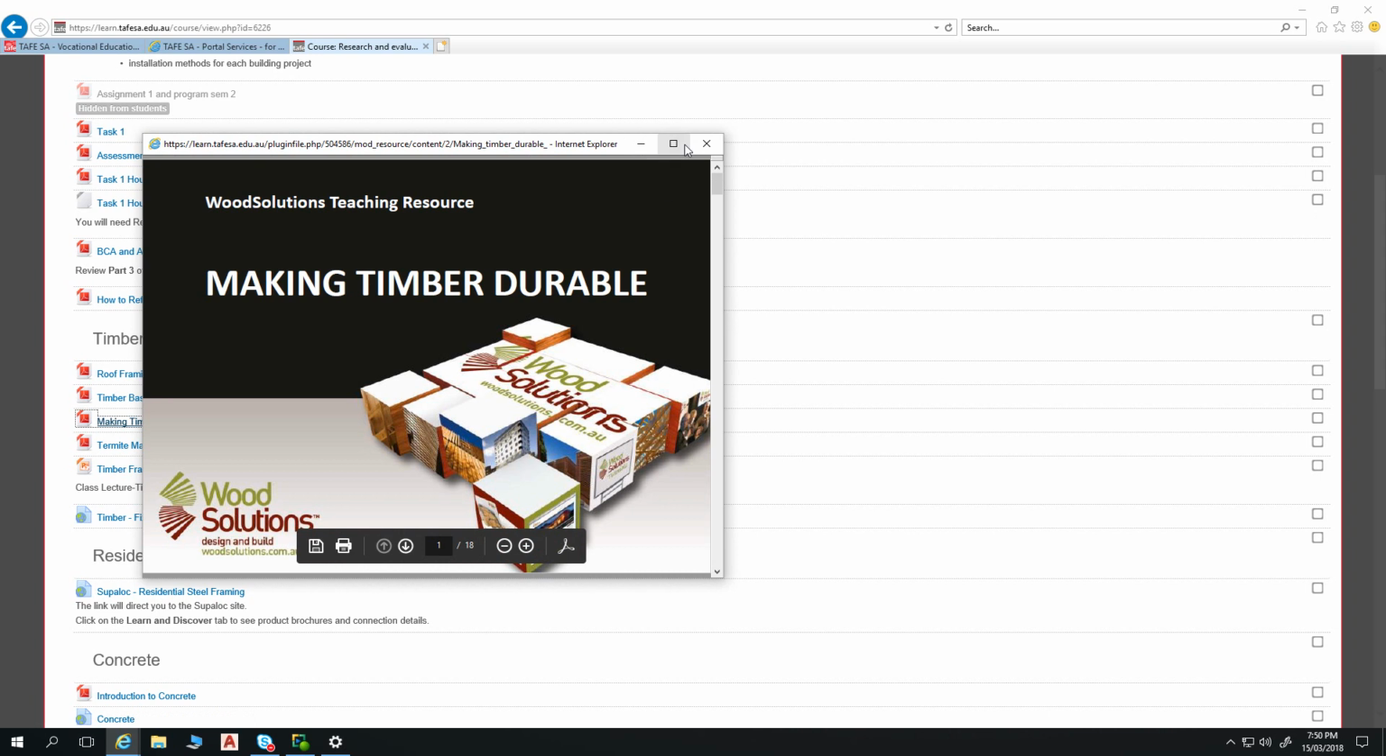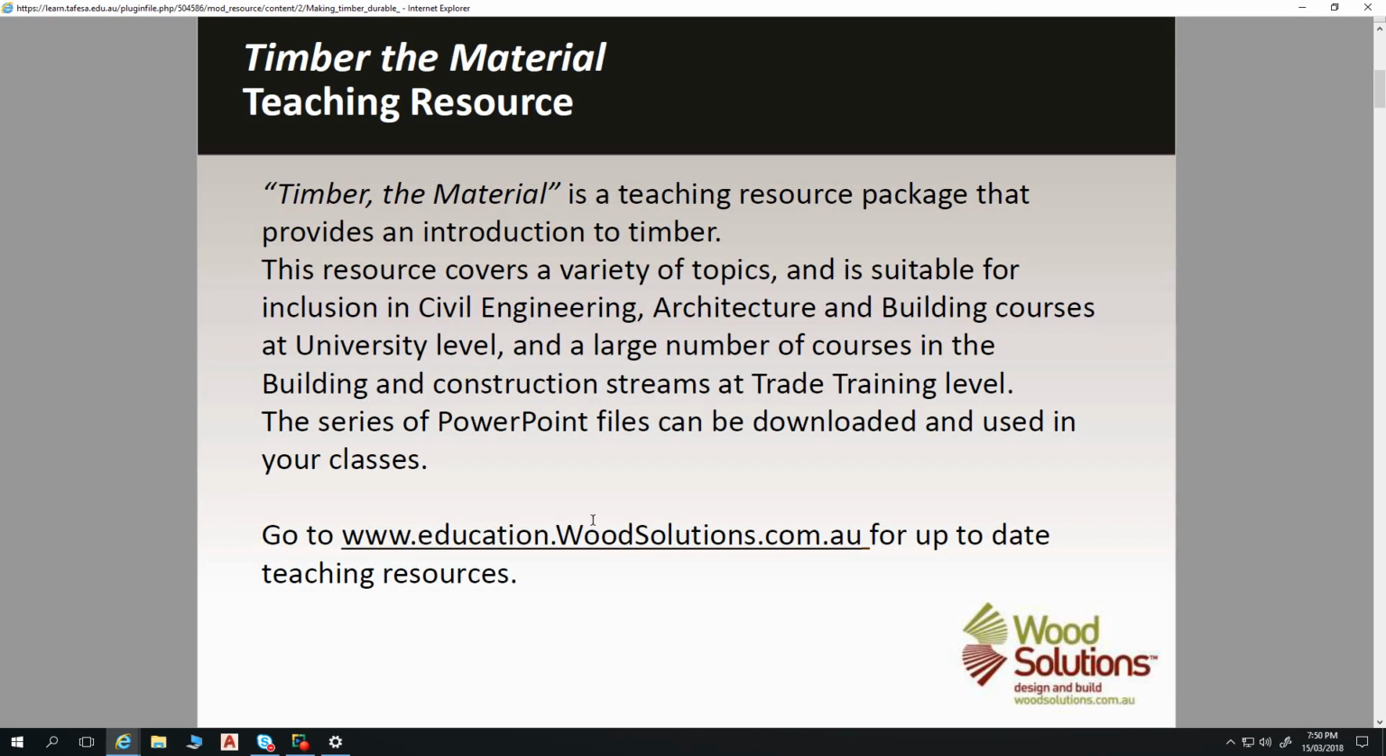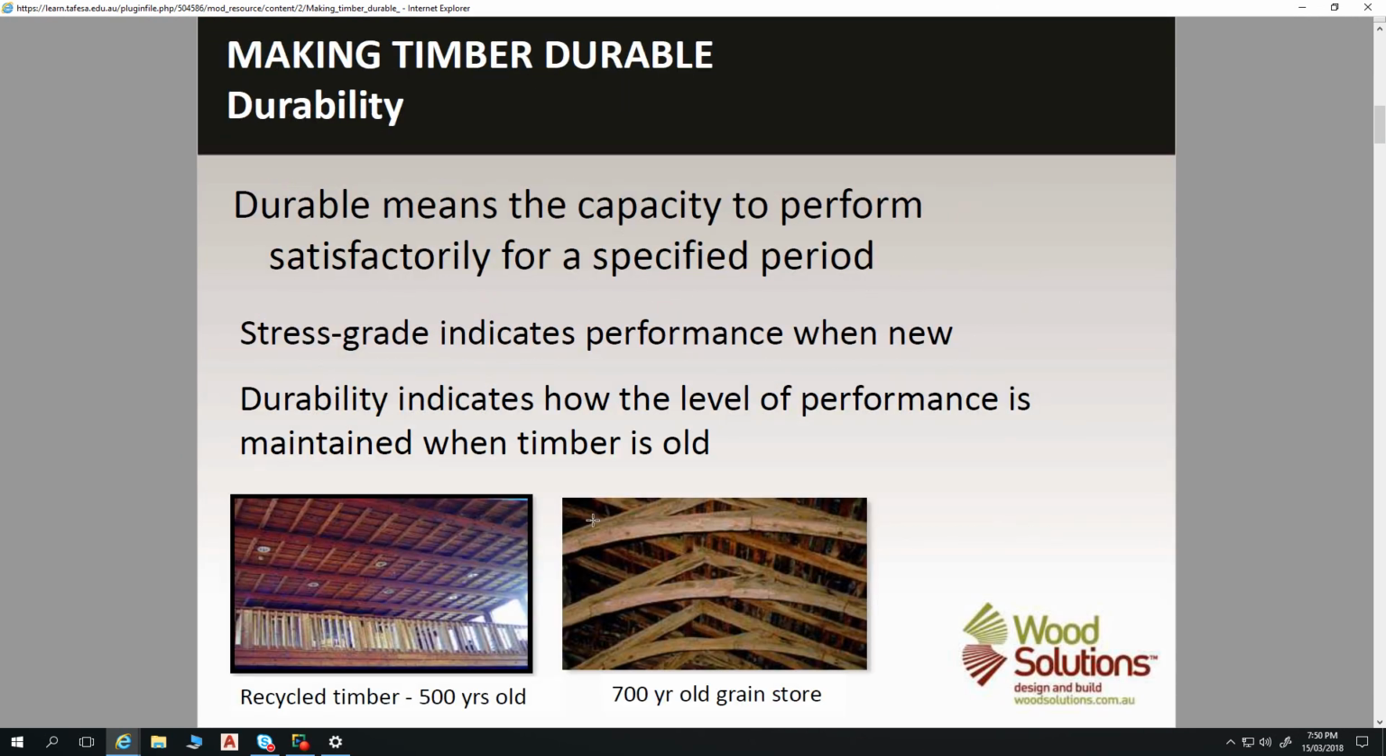Making timber durable. So this one's fairly important for the assignment. Durable means the capacity to perform satisfactorily for a specified period. Stress grade indicates performance when it's new. Durability indicates how the level of performance is maintained when the timber is old.